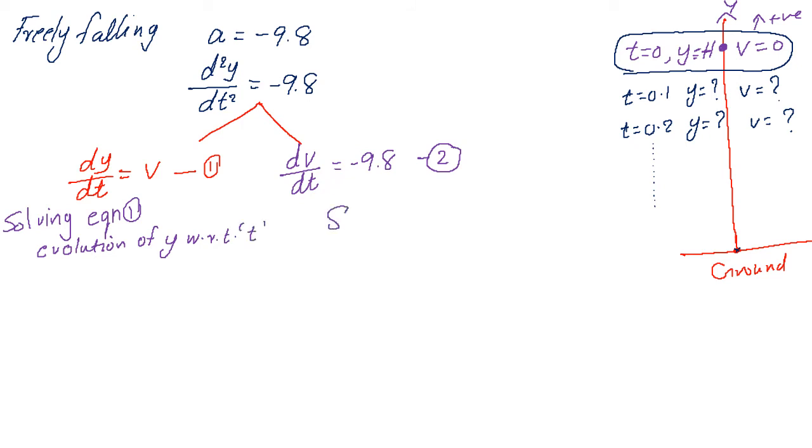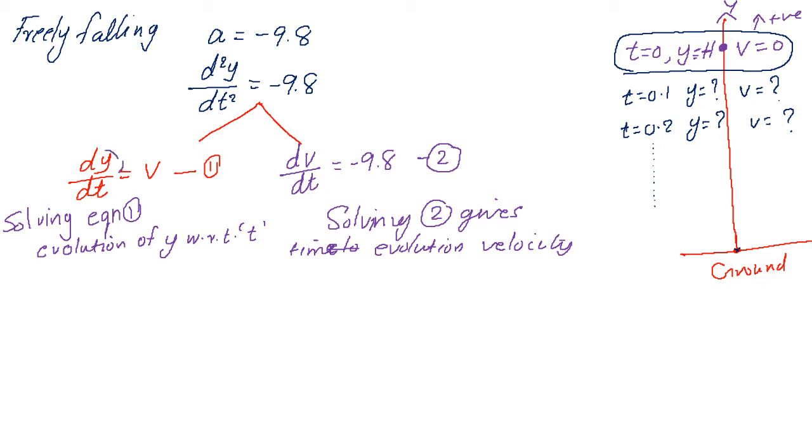And solving equation 2 gives the time evolution of velocity. So this point is really important. Okay, so solving this equation, you will get the new value of y, and solving the second equation, you will get the new value of v.